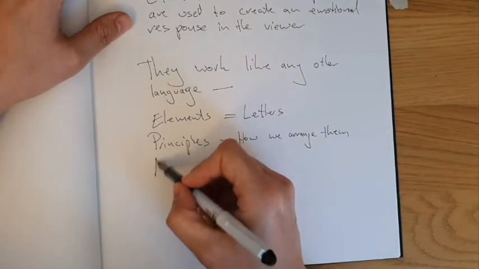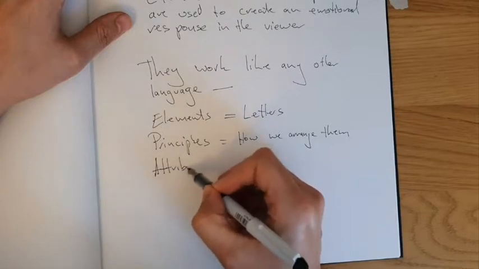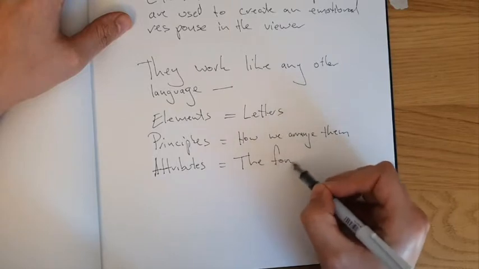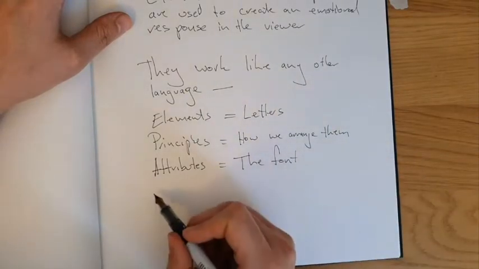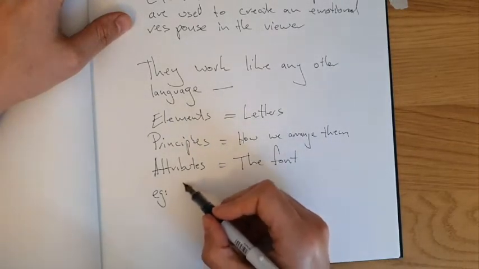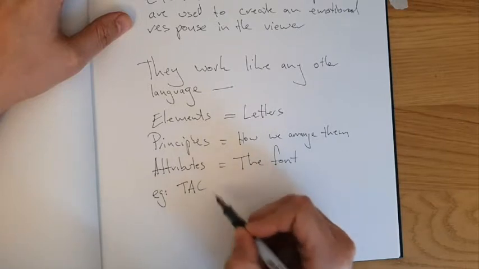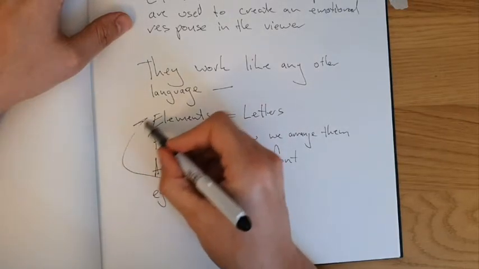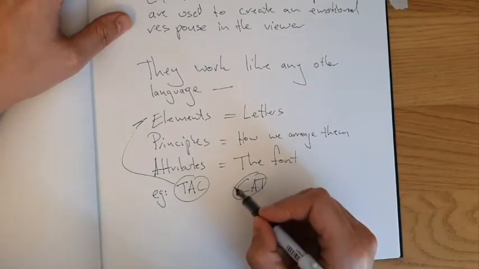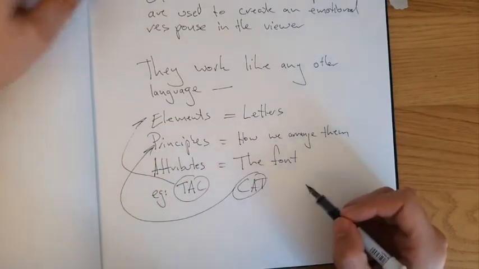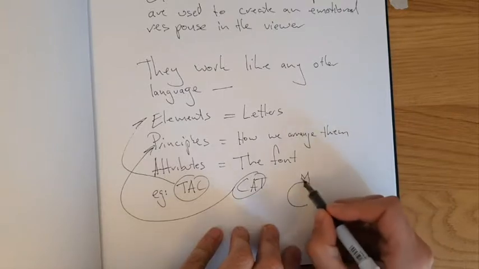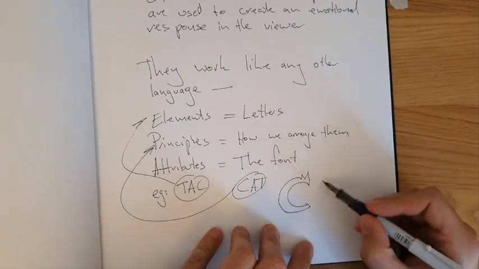And our attributes work like a font. So let me give you an example. Here are some letters. Okay, our basic building blocks. They don't really mean anything yet, but they're our elements. So we've put them in a specific order, like our principles. So now they're starting to mean something. Okay, and now we're changing the aesthetics of that order.